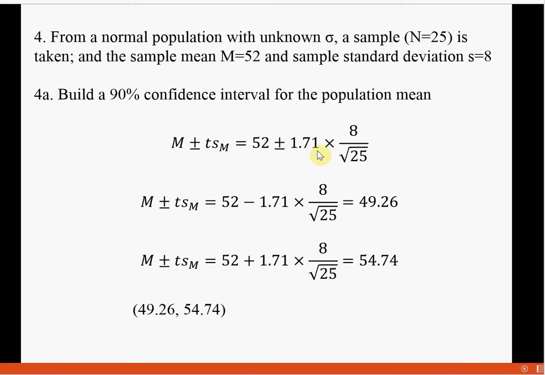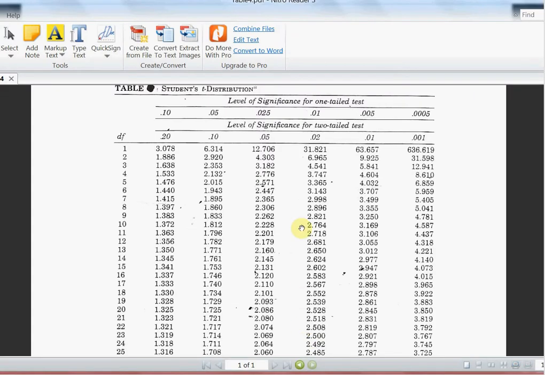Now for t-score, to obtain a t-score, we not only need to know this probability, 90%, but also we need to know the degrees of freedom. The degrees of freedom is the number of cases minus 1. The sample size in this question is 25. So 25 minus 1 is 24. So 90% and degrees of freedom 24. Let's go to a t table. Here is the t table.